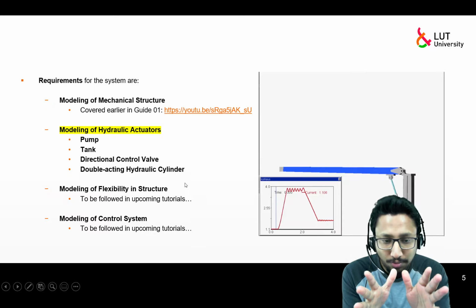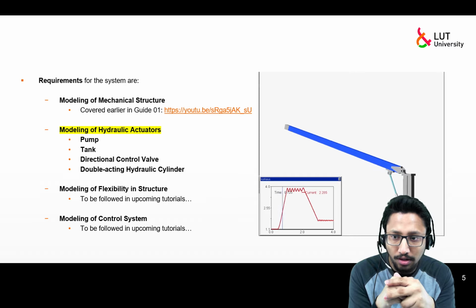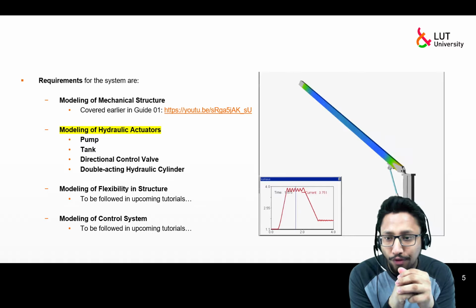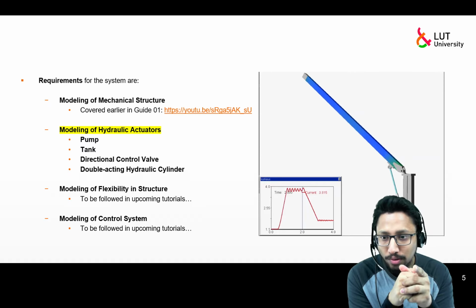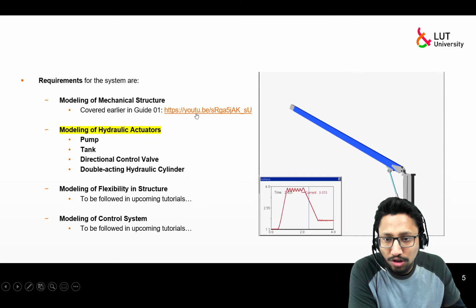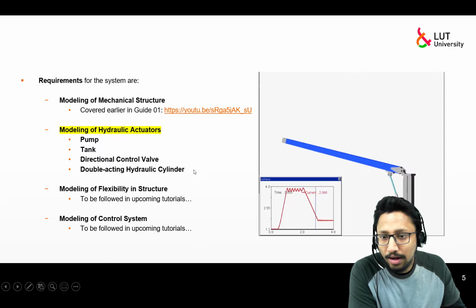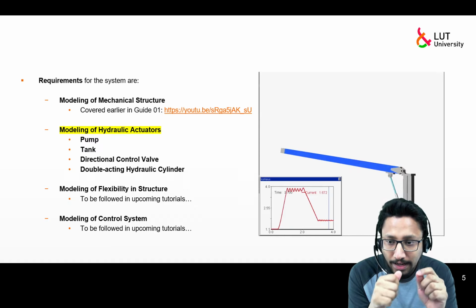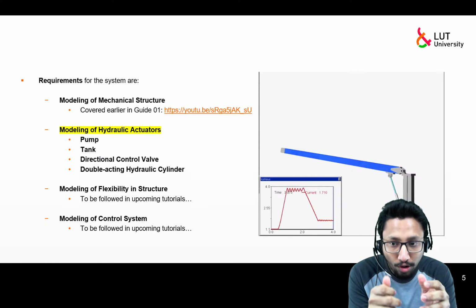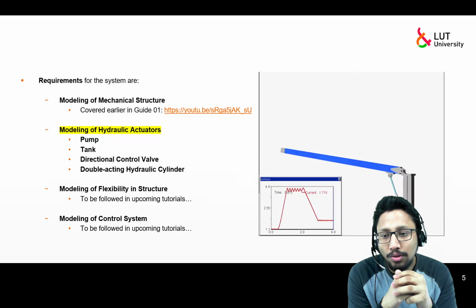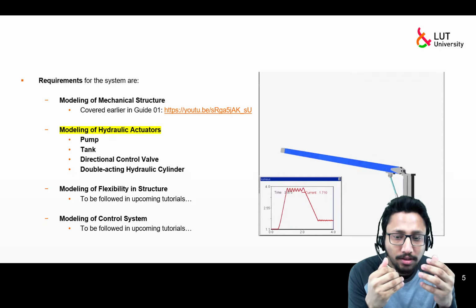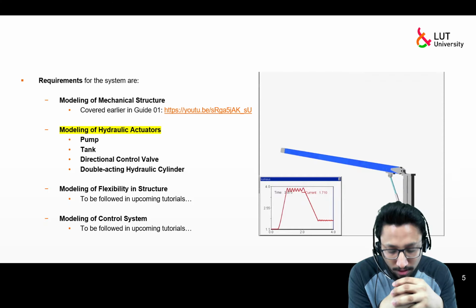As far as the requirements are concerned, we have already covered the modeling of the mechanical structure, and if you have not followed that video, please go ahead and watch it. Again, I will make the link available in the description of this video. And then we need to model the hydraulic actuators. So what are the components that are required for the modeling of hydraulic actuators?